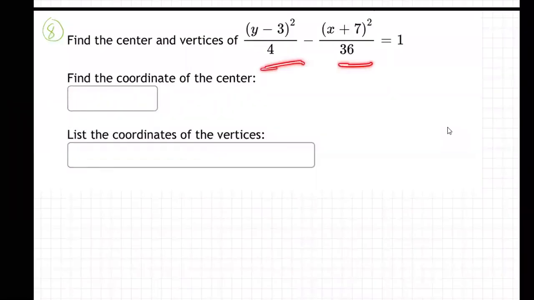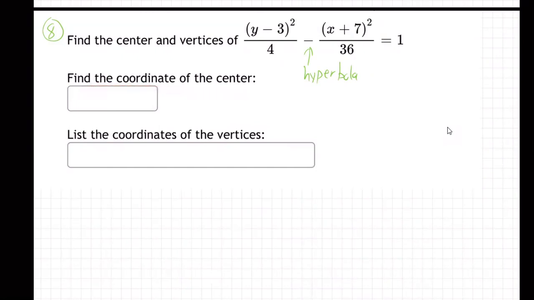Okay, so we have this equation. What kind of equation is this? Well, this is a hyperbola because it has a minus in the middle. Remember, if this was a plus in the middle, that would be an ellipse. But it's got a minus in the middle, so it's a hyperbola equation. And first off, it wants us to find the coordinates of the center.